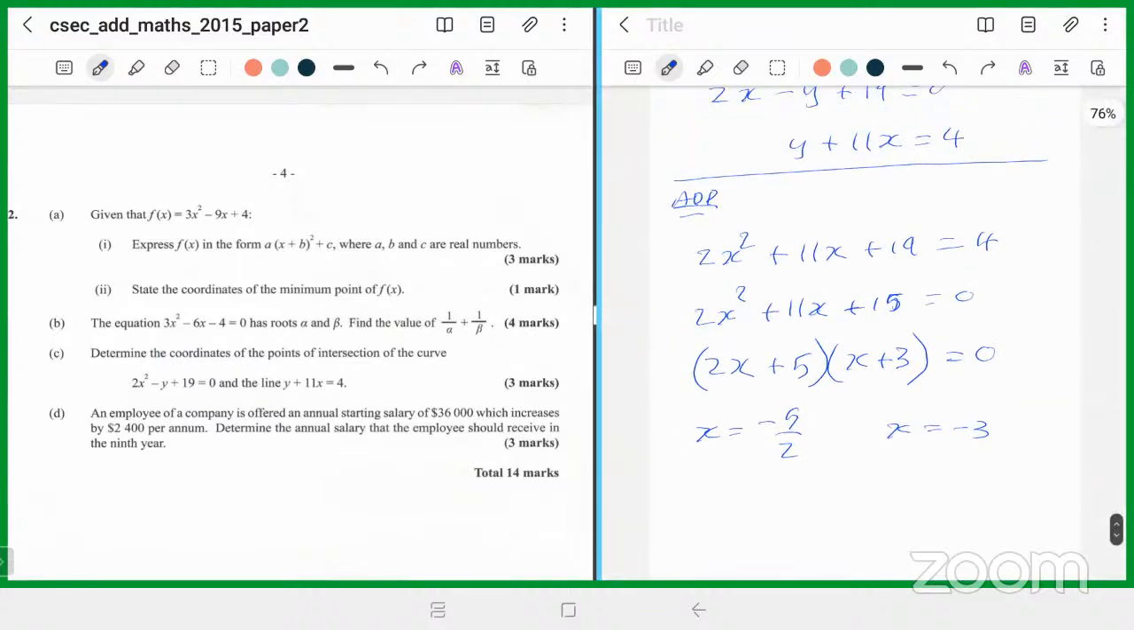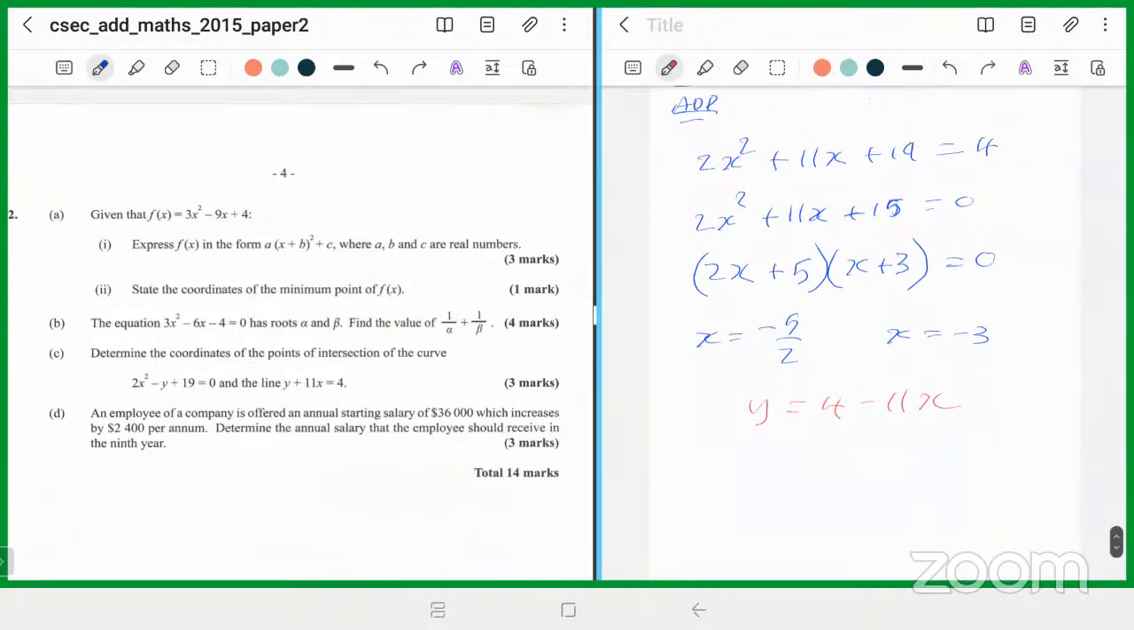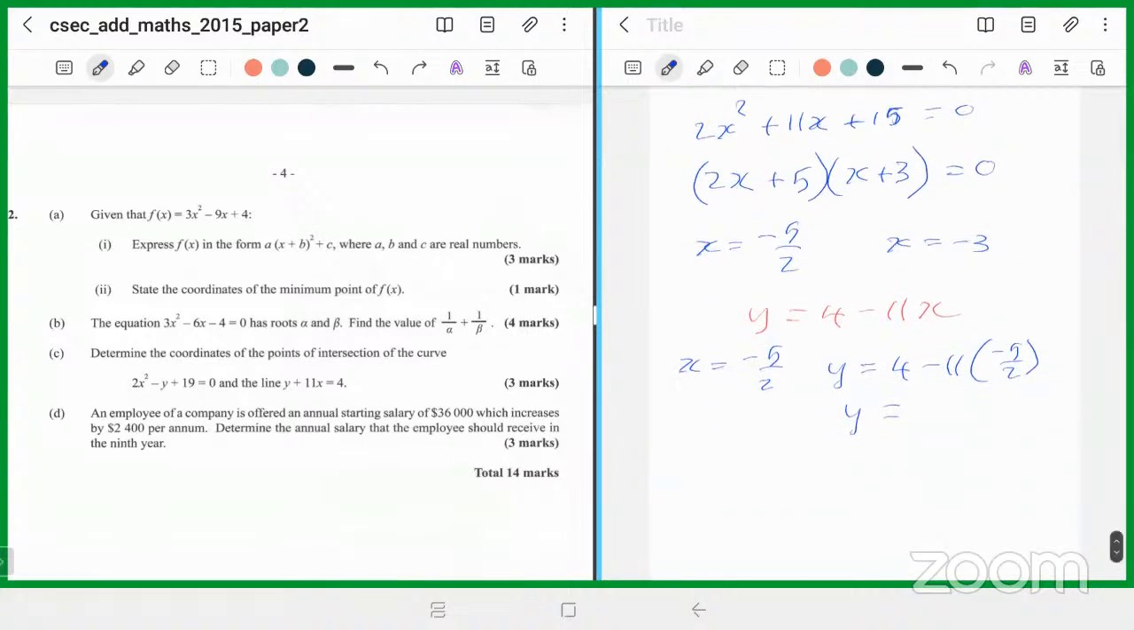So I'm going to substitute these values into the line equation. Remember now, the line equation will be y equals 4 minus 11x. We transpose the 11x over here. And so, when x is minus 5/2, y is going to be 4 minus 11 times minus 5/2. Somebody can just work that out for me quickly with the calculator. And when x equals negative 3, y is going to be 4 minus 11 times negative 3.